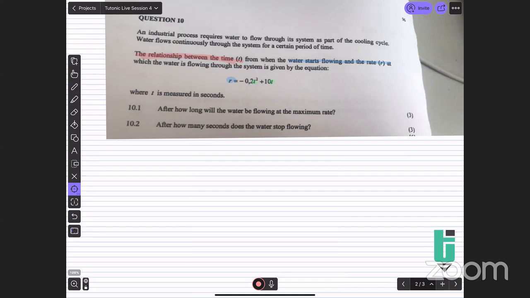Yeah. So that's why you have to understand your equations, because they have meaning. So what does this equation mean? It just means if I choose a particular t value, this equation is going to tell me the rate of flow at that t value. Amara, does it make sense? The equation. Yeah. So now the question is, how long will it be at a maximum rate?